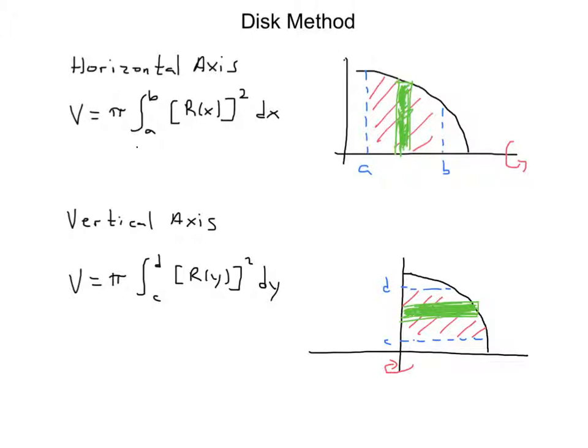When I'm taking around a vertical axis, in that instance, number one, my radius is going to be a function of y. So I've got to look at that as x equals, and it's going to be pi times the integral from c to d of that radius function squared dy. Notice that we do have our representative rectangles in each case here that we can use to get a feel for it. What's changing on this one here is the y values, whereas there it is the x.